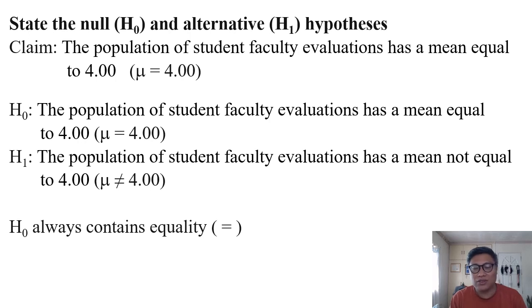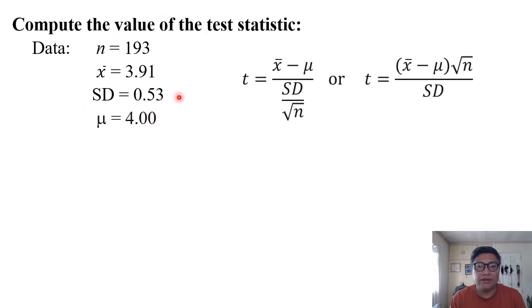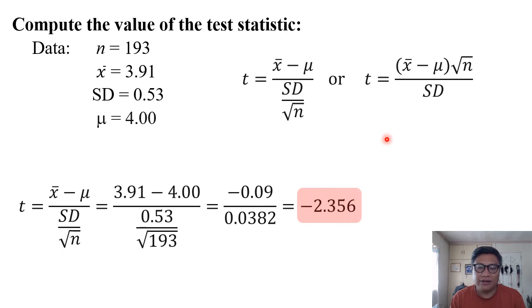So going back to the data that we gathered, we have a 193 sample size. The mean evaluation is 3.91 with a standard deviation of 0.53, and the hypothesized mean is 4.00. Then we use the formula given. As I said, you have to choose, but usually I use the original one. Then we plug in all the values. Then we round our answers to 3 decimal places. Now, plugging in all the values, then simplify.